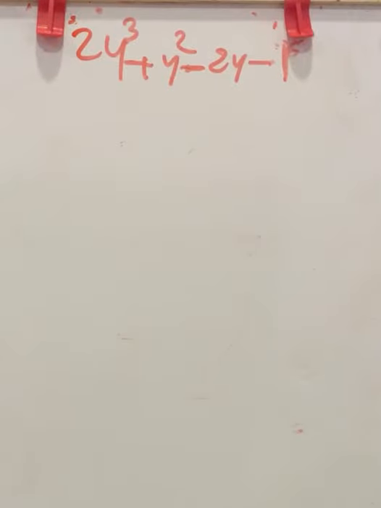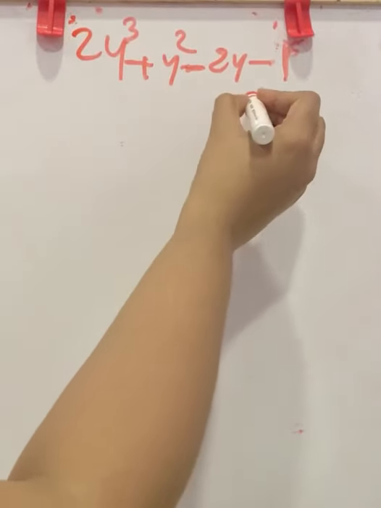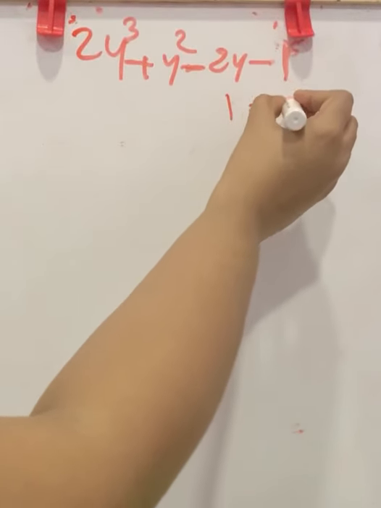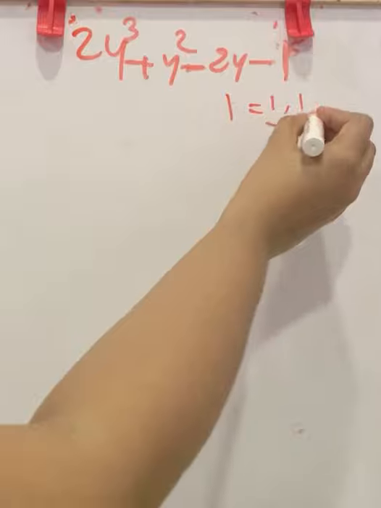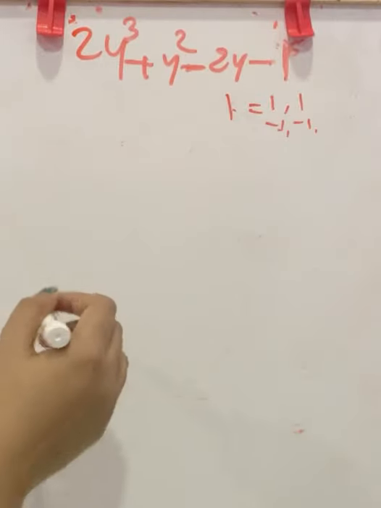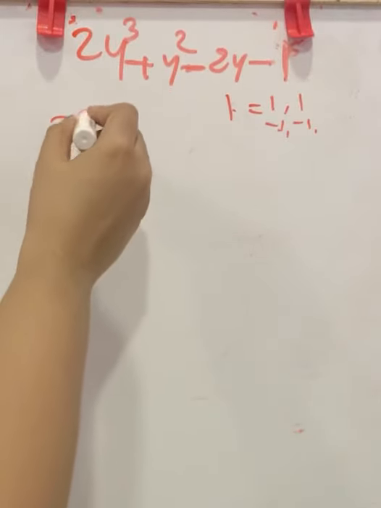Next, a polynomial in y, that is 2y cube plus y square minus 2y minus 1. But this is a cubic polynomial, so first you want to check the d, that is 1. Then combinations are 1, 1 and negative 1, negative 1. Negative 1 into negative 1 is also 1. So we will first try p of 1.